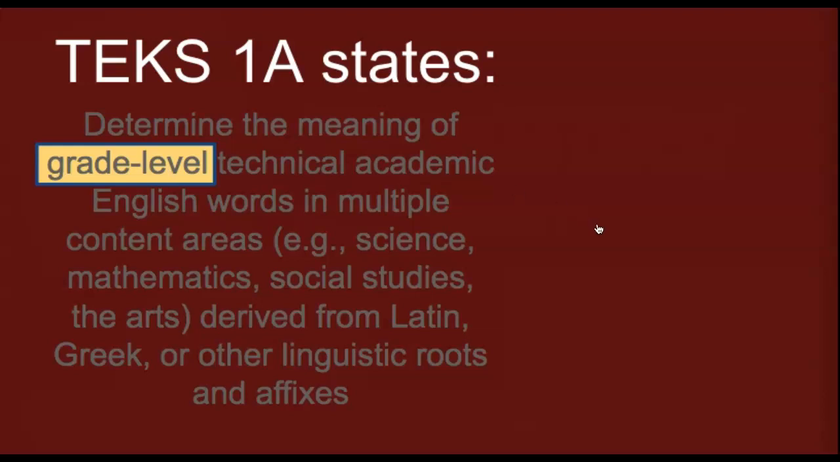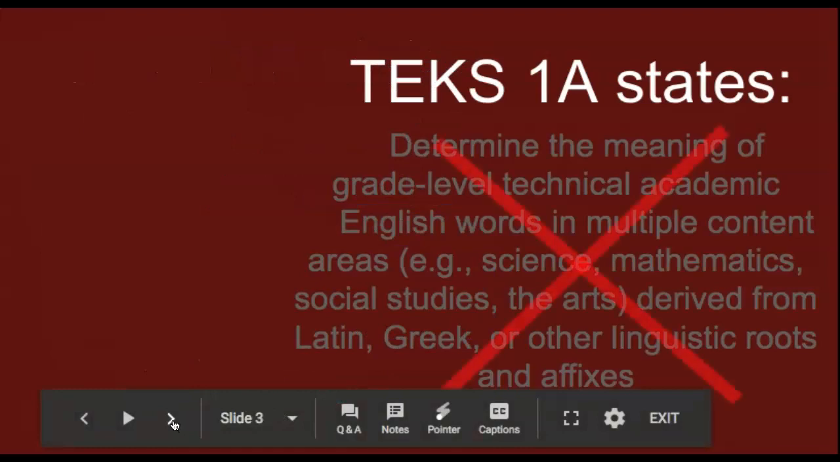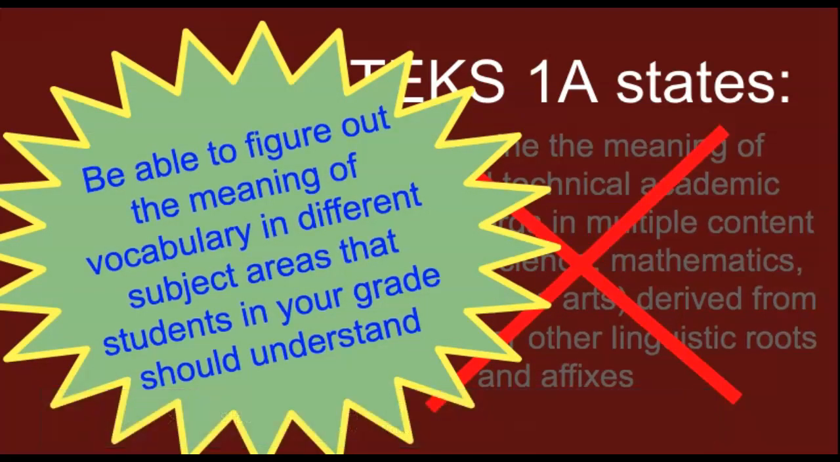Okay. The other important part of this standard is the fact that it wants you to be able to identify these grade level appropriate words, but not just in English, in science, math, social studies as well. Okay, so it's across all of your core content subject areas. So in a few less words than what the state gives us, you need to be able to figure out the meaning of vocabulary in different subject areas that students in your same grade should be able to understand and know. So that's what this standard is all about.